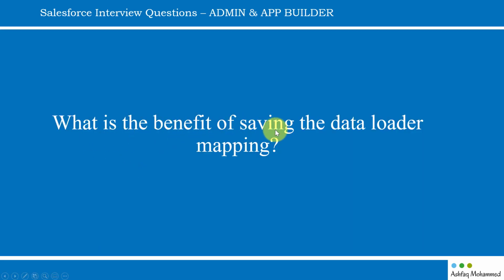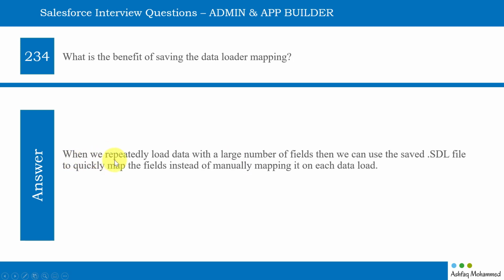So what is the benefit of saving the data loader mapping? I have already explained, so just read it. When we repeatedly load the data with a large number of fields, then we can use the saved .sdl file to quickly map the fields instead of manually mapping them on each data load.